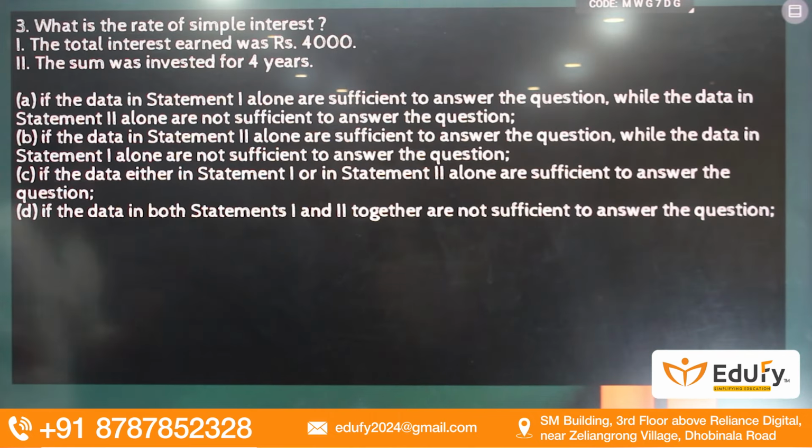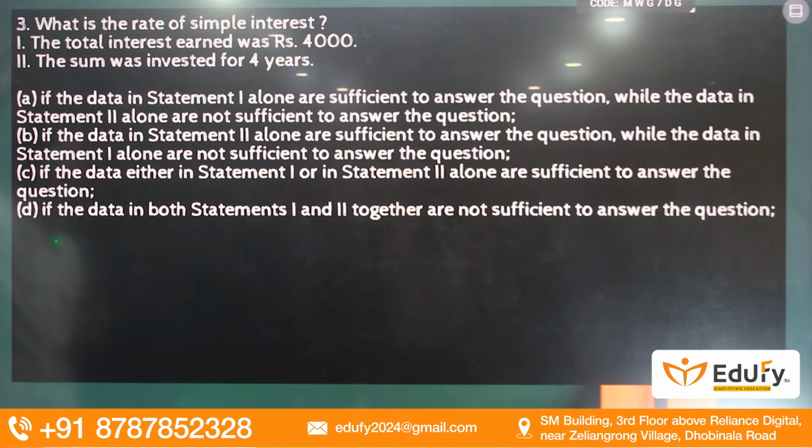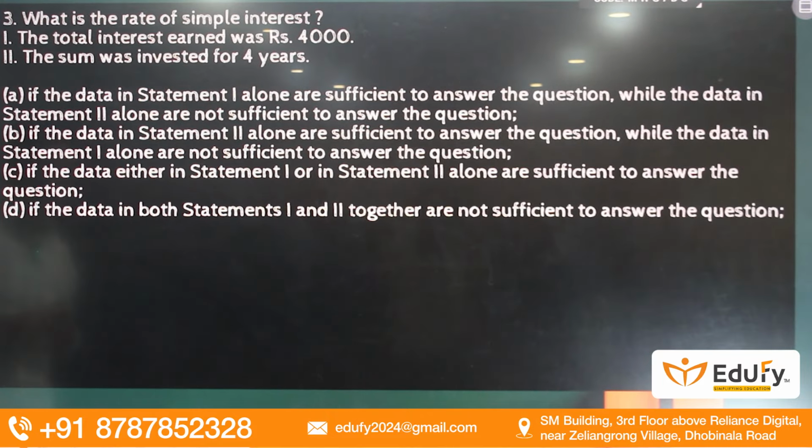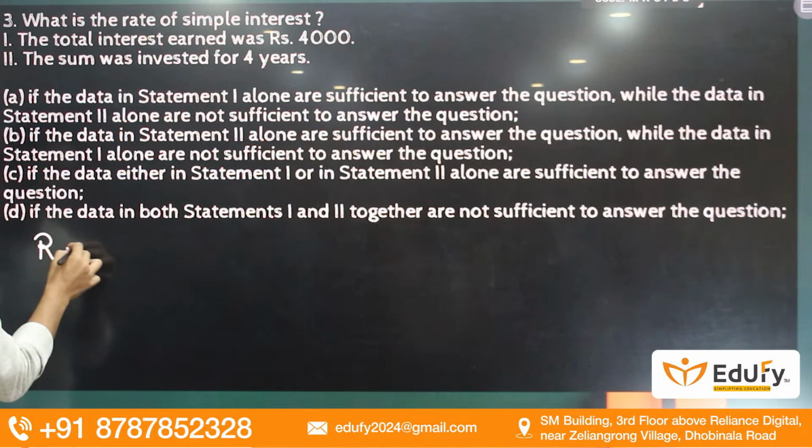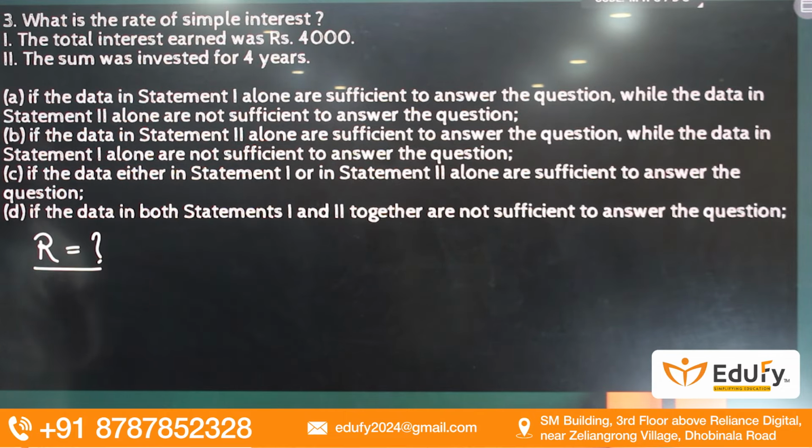This one is statement-based questions. So what we do here is we read the questions, check our statements, and then answer accordingly. Here the first question they're asking is, what is the rate of simple interest? That means they're asking me to find your rate. Now they have given you 2 statements, and from there I have to check whether I can solve my answer or not. After that, accordingly, I will check which option is my answer.